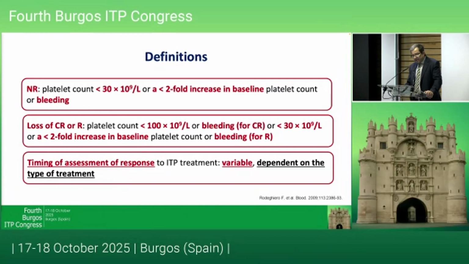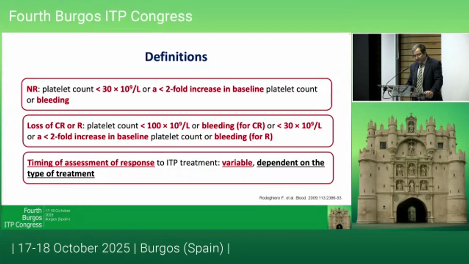2009 as a platelet count less than 30,000 platelets per microliter, or a less than twofold increase in baseline platelet count, or bleeding. The loss of complete response is a patient who has a platelet count lower than 100,000 per microliter or bleeding, if the patient is in CR, or less than 30,000 or less than twofold increase in baseline platelet count or bleeding for patients only in response.